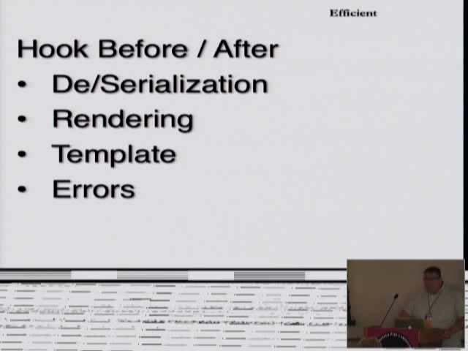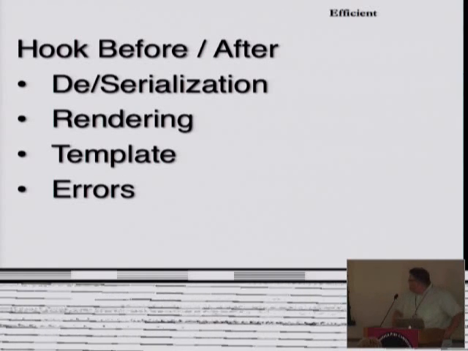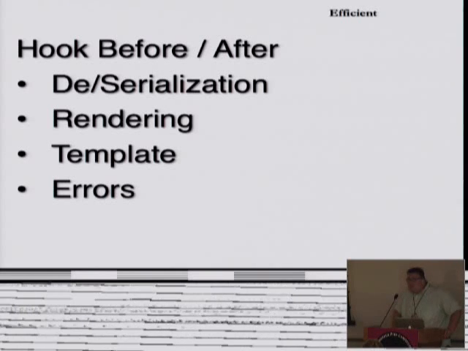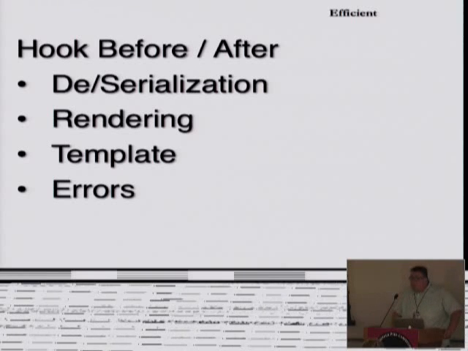Dancr is also really configurable. I mentioned that before. Another way that it's super configurable is that you can hook a lot of the methods and things that it does. For example, you can hook serialization and deserialization. You can hook rendering. You can hook templates. And you can hook errors. So you can do handling before and after each one of these things that will allow you to manipulate things that come in and out of those types of routines.